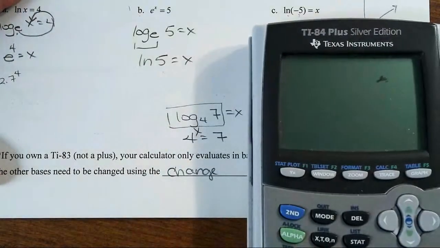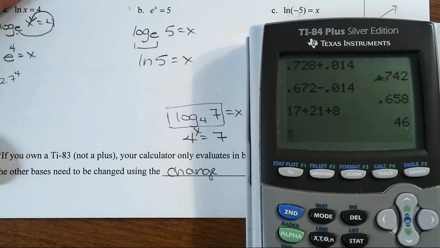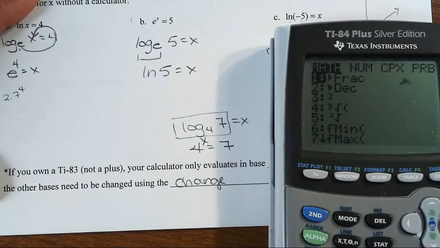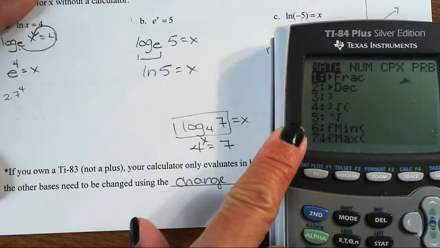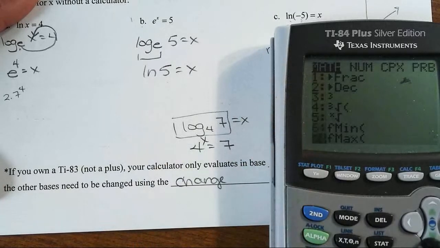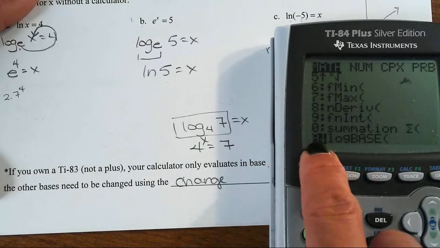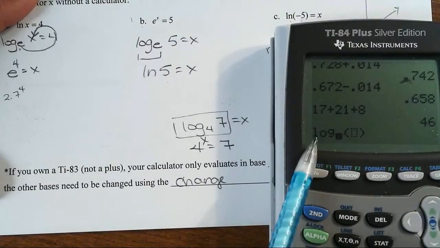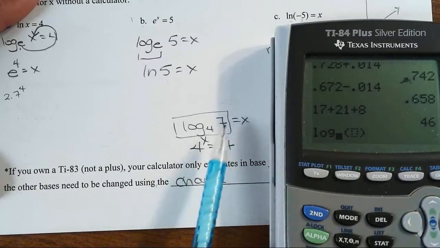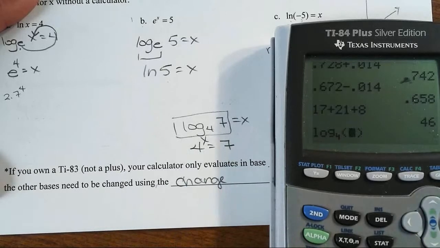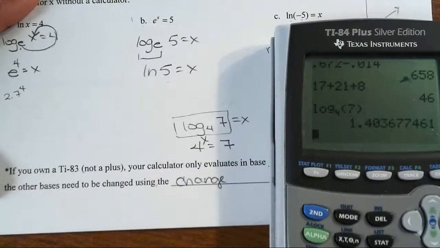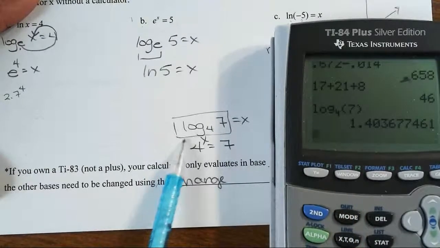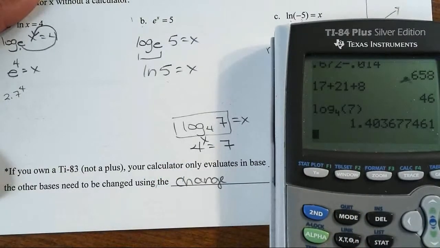I would go into the calculator, go into Math, which is right here, and in the mathematical menu, I'm going to scroll all the way down until I get to A, which is log base. When I press enter, this sets it up, so all I have to do is plug in the 4 and the 7. When I press enter, that would be my answer. That is the only way that you can evaluate this without going through the change of base formula.